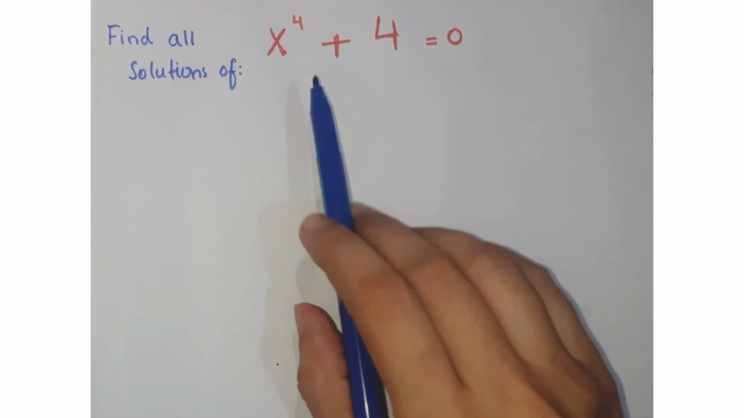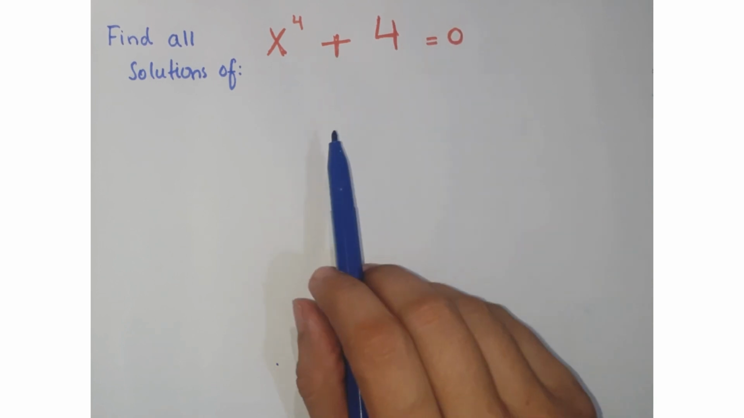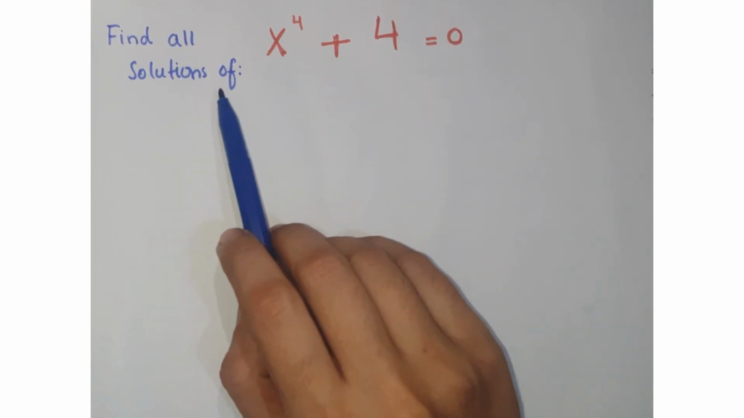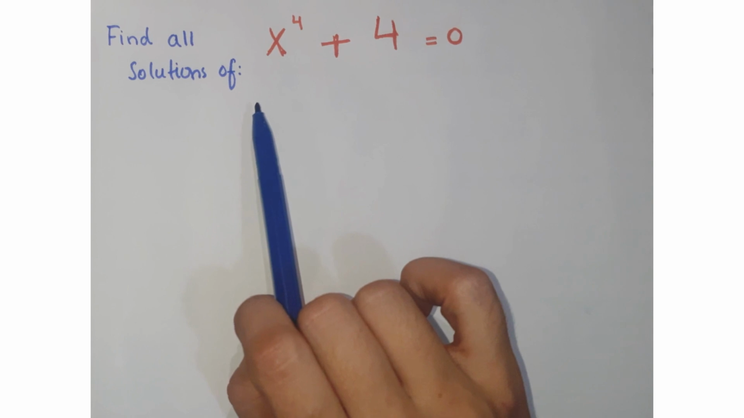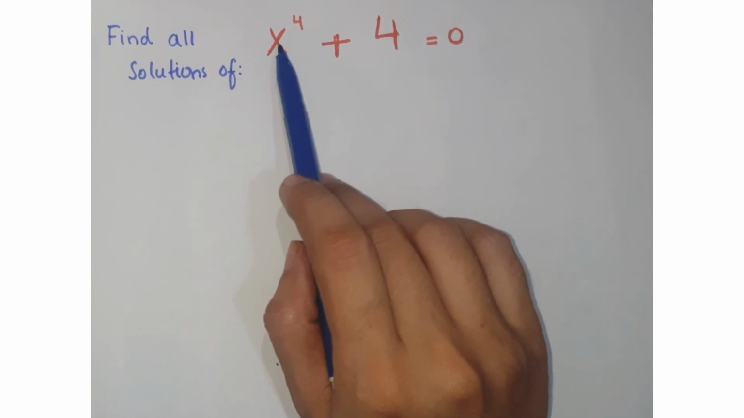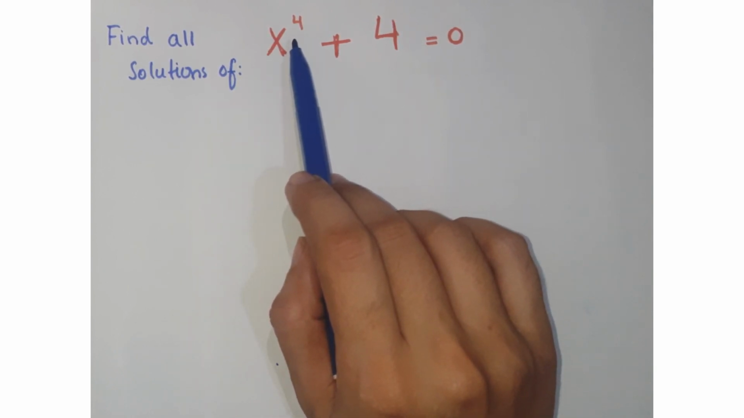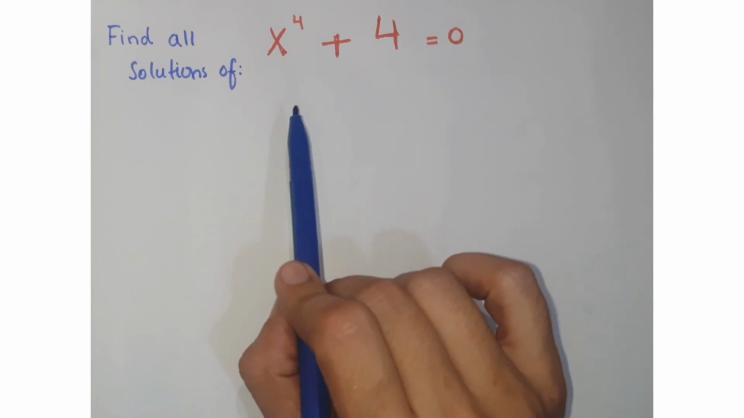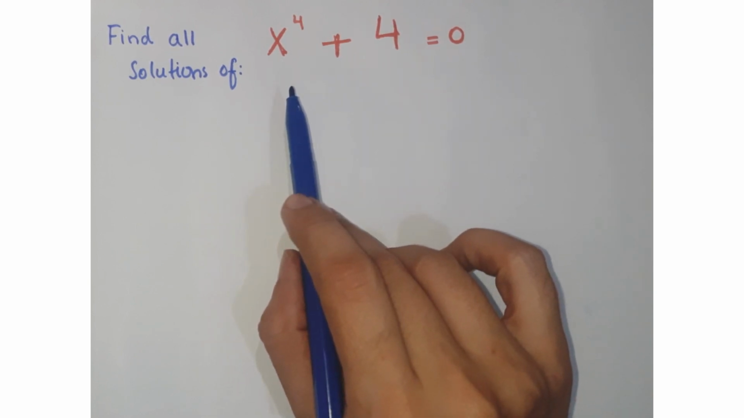The question is x to the power 4 plus 4 is equal to 0, and we have to find all the solutions of this equation. The equation has a variable x with a power 4. It means that there are 4 solutions of this equation. So let's see how we are going to find its solutions.